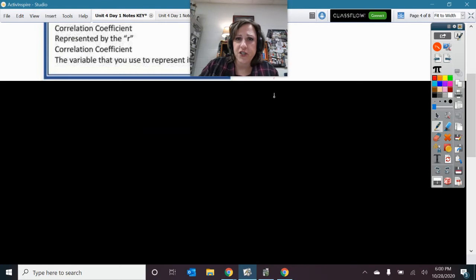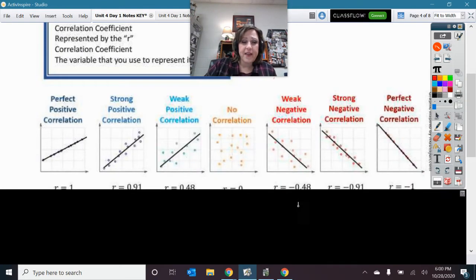Correlation coefficient represented by the R.